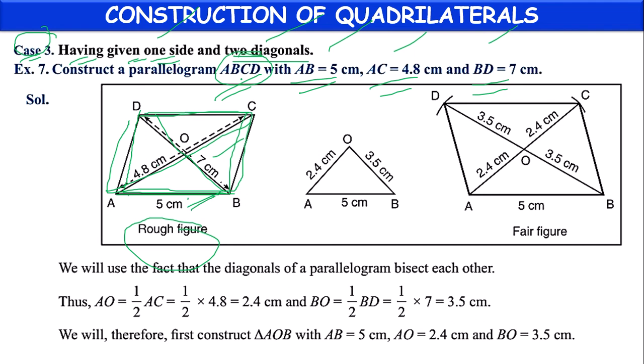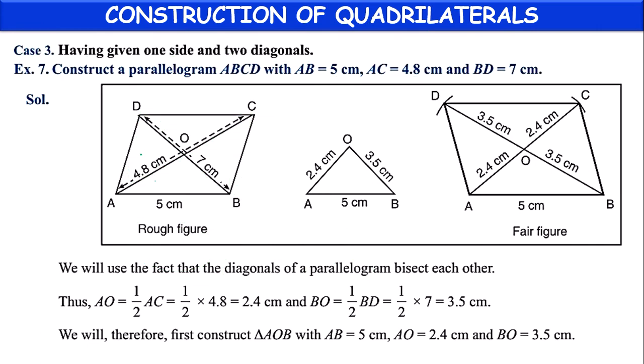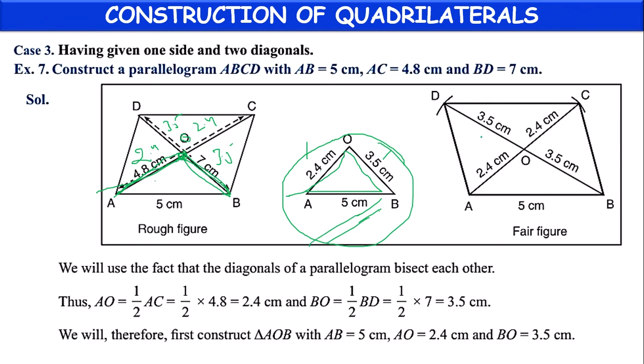But we have to use the fact that diagonals of a parallelogram bisect each other. This 4.8 will be divided into 2.4 and 2.4. This 7 cm will be divided into 3.5 and 3.5. If both diagonals intersect at O, we will get a smaller triangle with measurements 5 cm, which is given, 2.4, half of the diagonal, and 3.5, half of the diagonal. So let's construct this triangle first, and then we can go for the parallelogram.